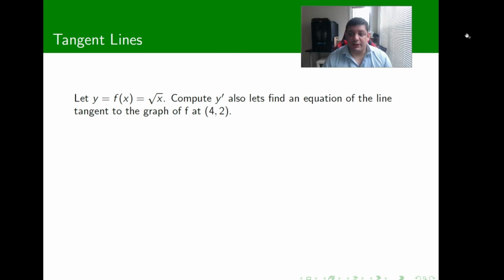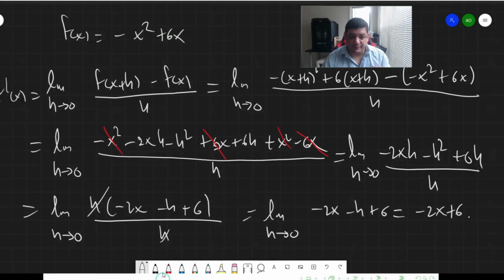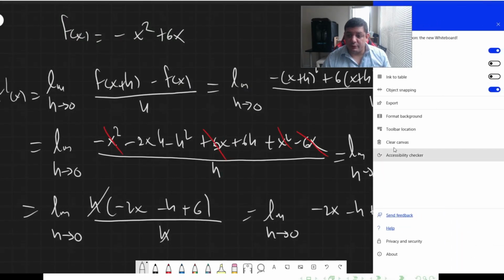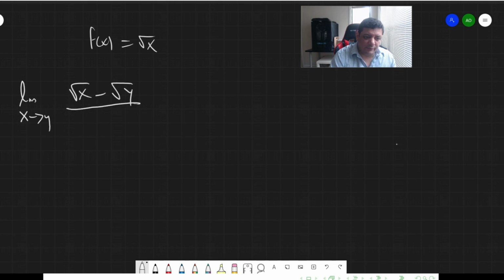So notice that we can do exactly the same thing that we did before with the limit, but now let's do it with this function of the square root. So if we're doing f of x, square root of x, now I'm going to use the other definition: limit when x goes to y of square root of x minus the square root of y over x minus y. I'm going to use this definition to find f prime of x. Sorry, I'm going to use limit when y goes to x.